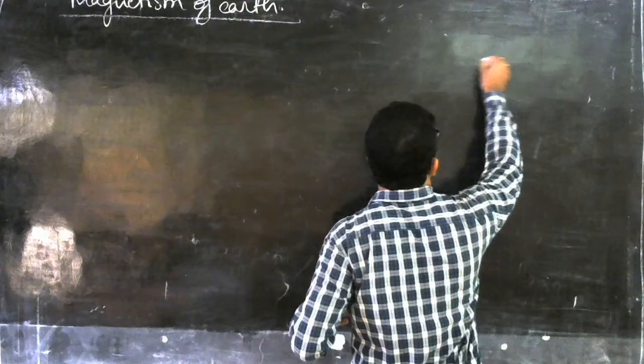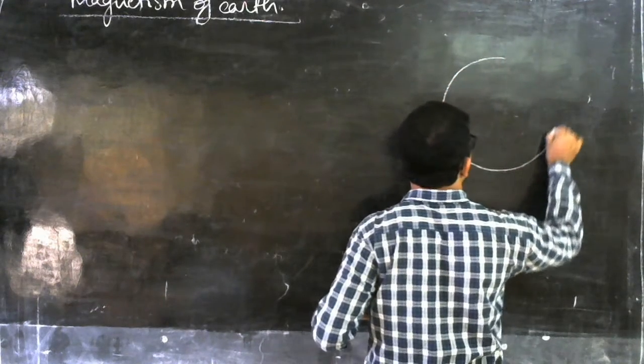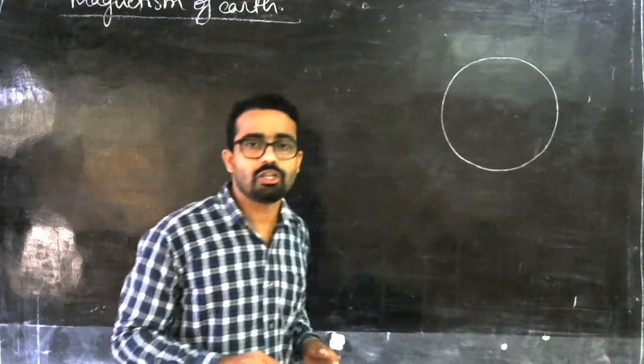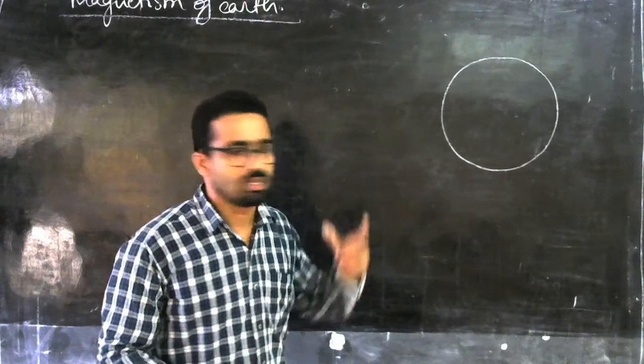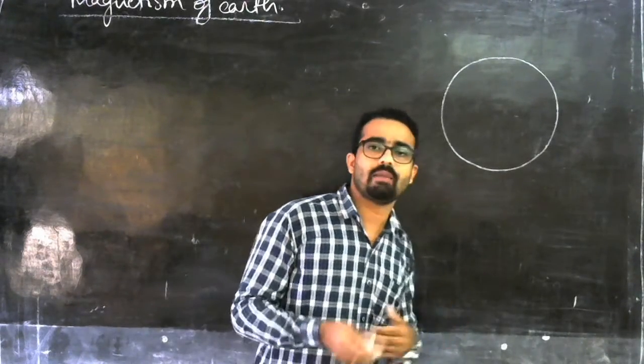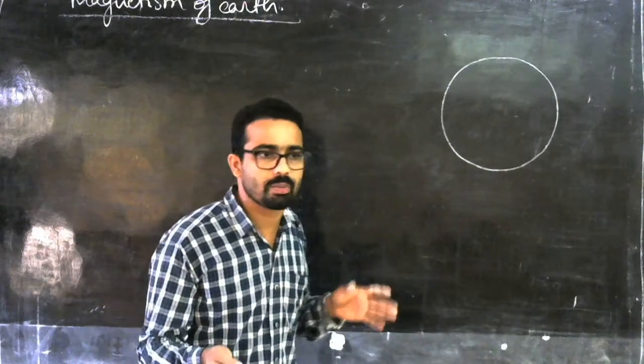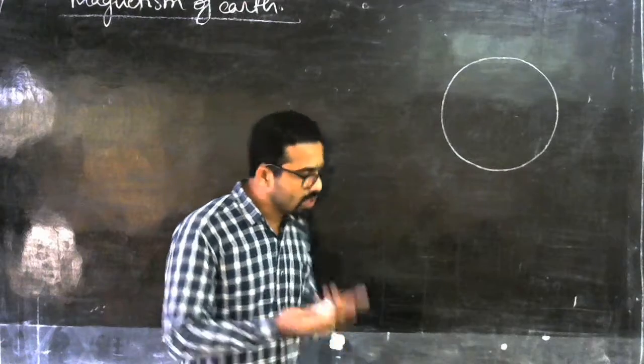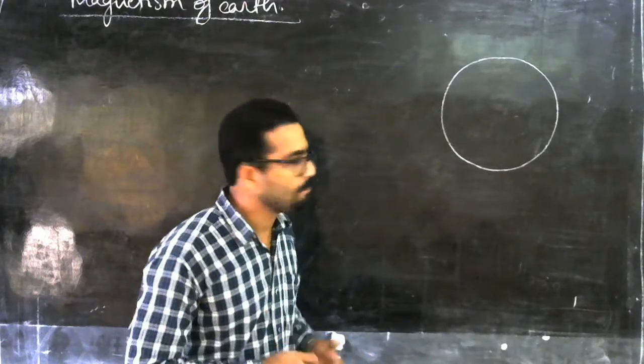If we consider this is the Earth, there should be two poles. Since the Earth behaves like a magnet, it should have two poles, because a magnet has two poles. And one more thing before drawing that, I should say something.